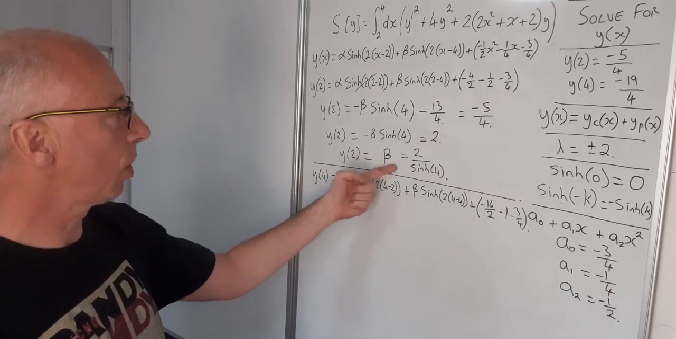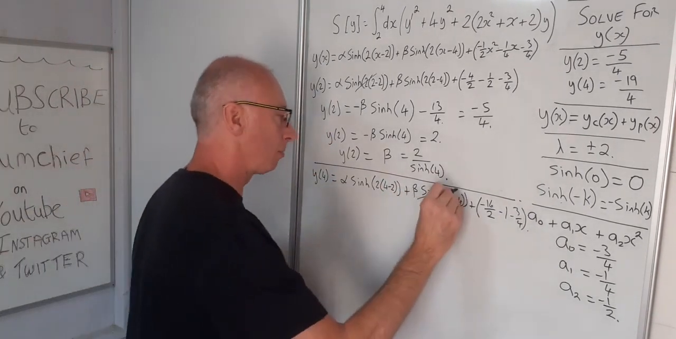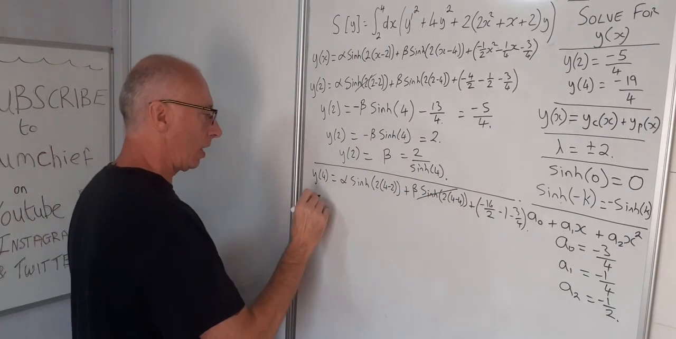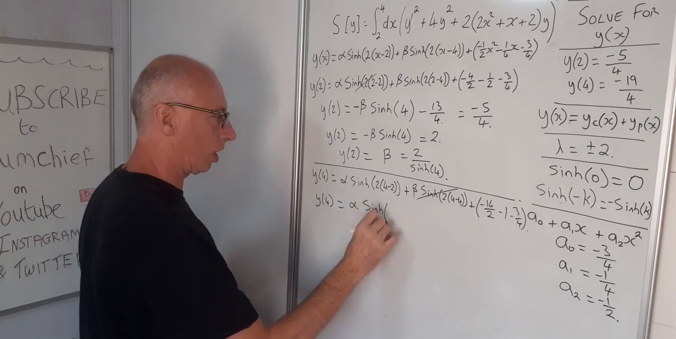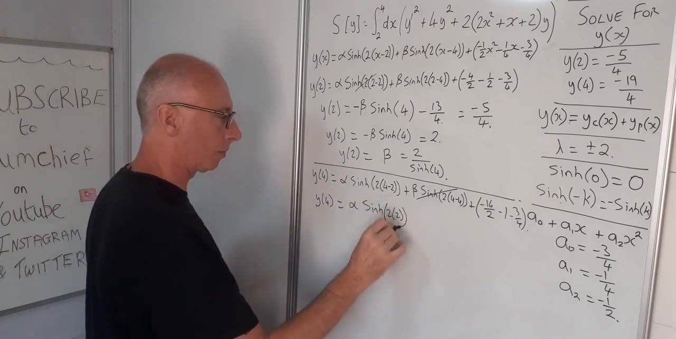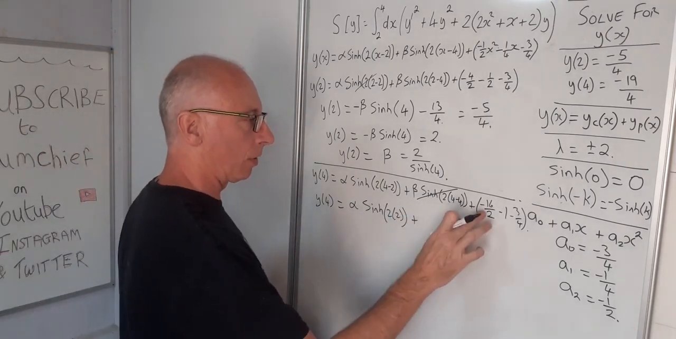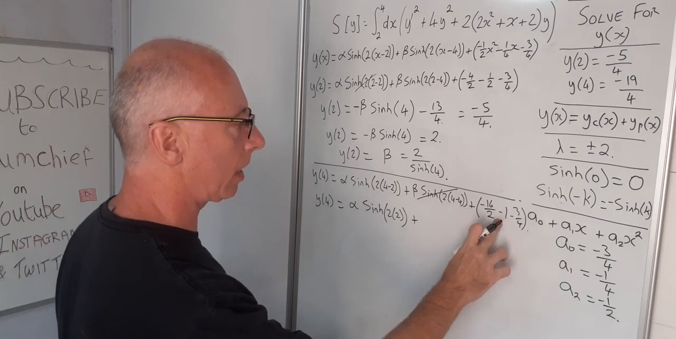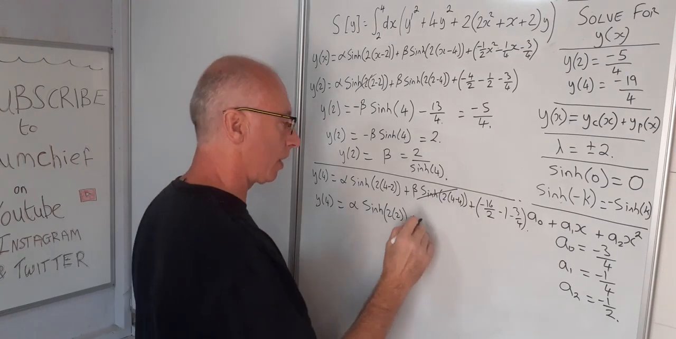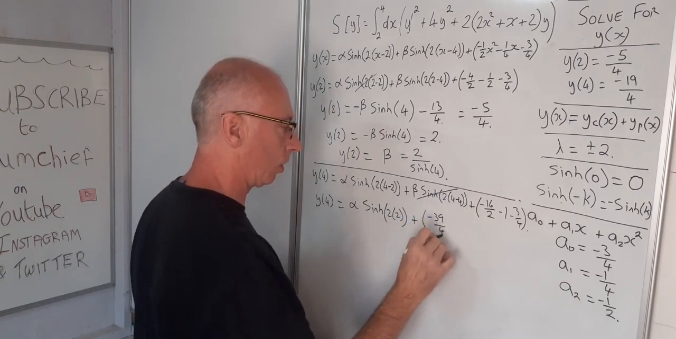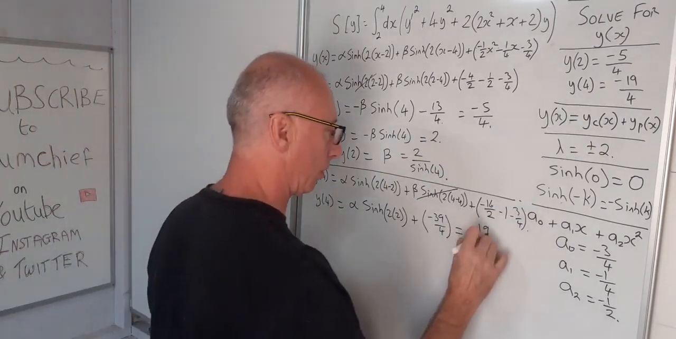Okay, now we've already worked out what beta is, but here we've got a sinh of 0 situation, so that term cancels out. So now we're left with y of 4 equals alpha sinh of 2 times 2. So obviously that's going to be our 4. Plus, now we've got minus 16 over 2, which is minus 8. Minus 1 is minus 9. And then minus 3/4. So that's minus 39 over 4. And then using our boundary condition, we've got minus 19 over 4.